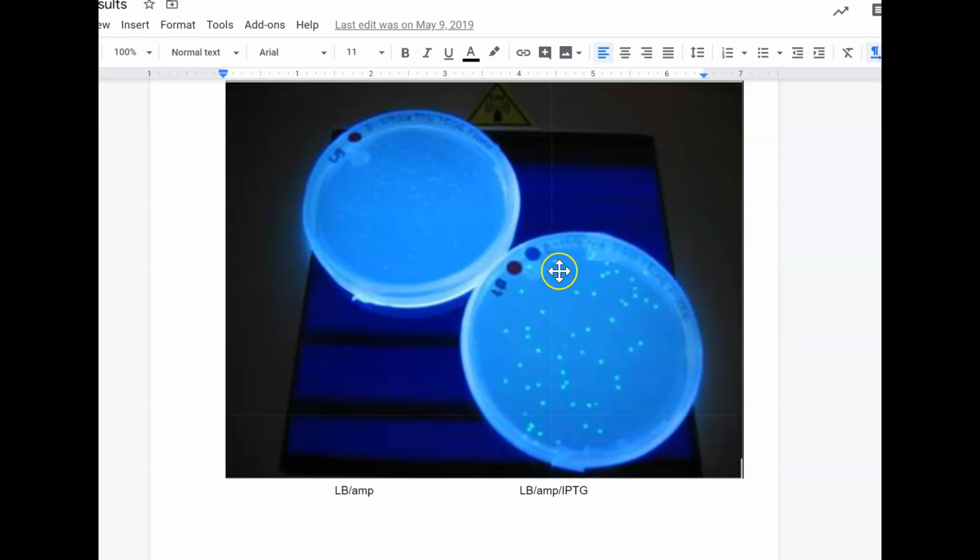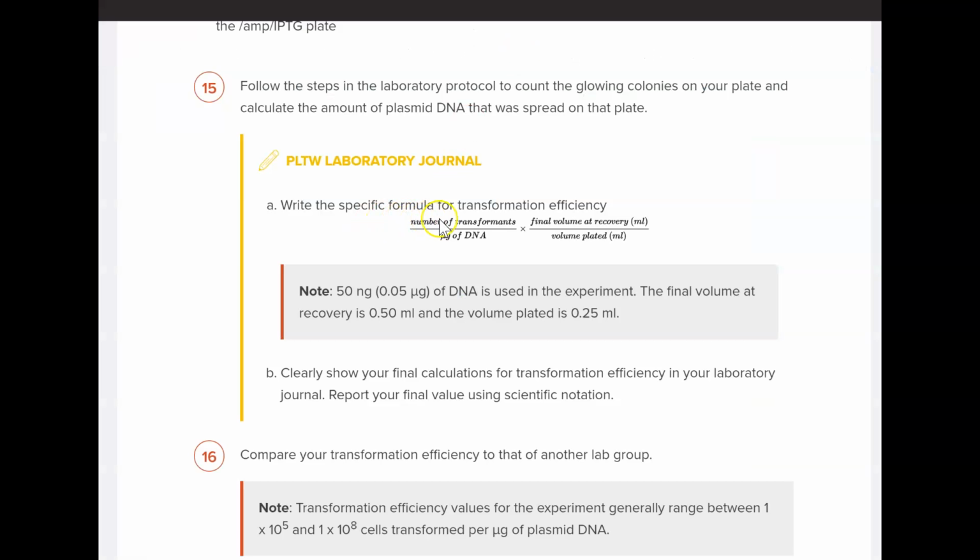So what you're going to do here is count the number of colonies that you see on this plate, and that is going to be your numerator here. So the number of transformants, that's the number of glowing colonies you see, divided by the micrograms of DNA, which you're going to use here, 0.05 micrograms of DNA is used in this experiment. The final volume at recovery is 0.50 milliliters. So that's going to be your top here in your numerator. And the volume plated is 0.25 milliliters. So that's going to go in your denominator here.